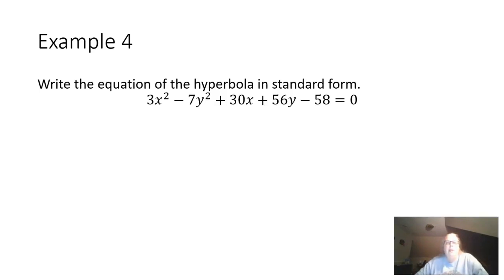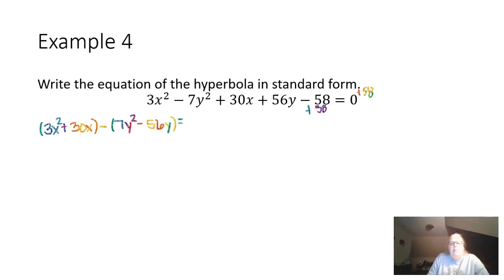Example 4, write the equation of the hyperbola in standard form. 3x squared minus 7y squared plus 30x plus 56y minus 58 is equal to 0. In the first step, I'm going to group the x's in parentheses and the y's in parentheses, and add that 58 to the other side. That's going to give me 3x squared plus 30x minus 7y squared minus 56y, and this is going to be equal to 58.